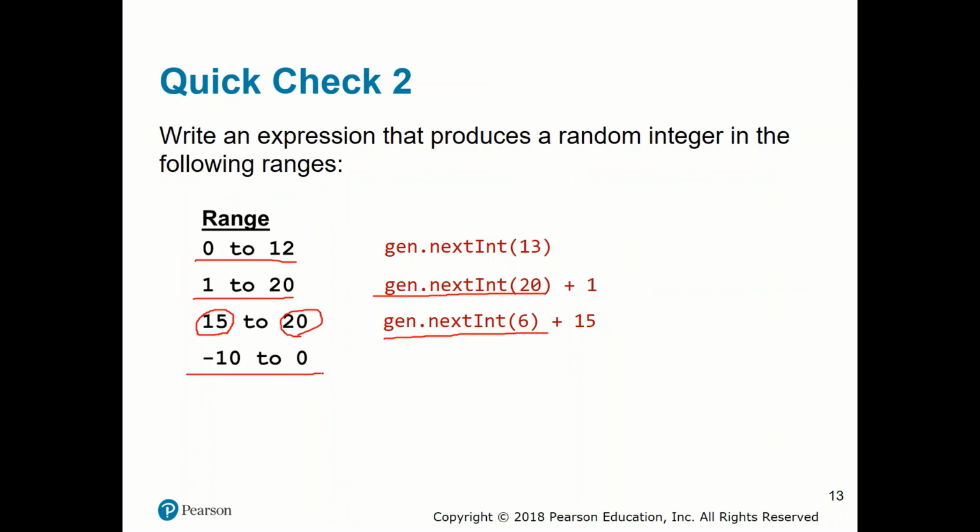And about this one, this is minus. So we can have 0 to some number. Then this time we have a minus value. So then nextInt(11), we need minus 10. Okay. So I hope you practice a little bit about this part.